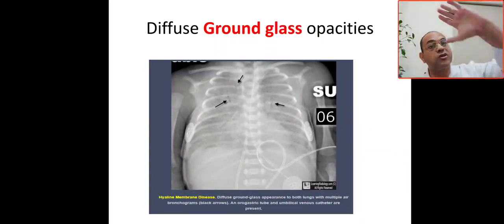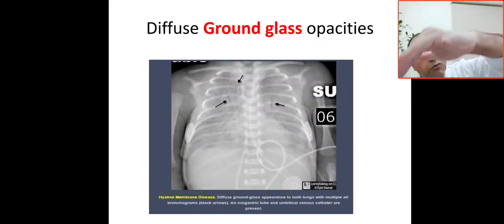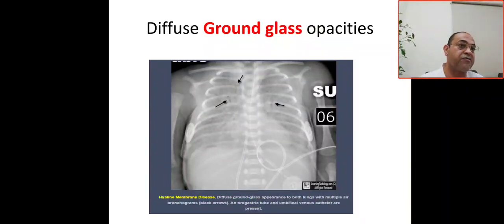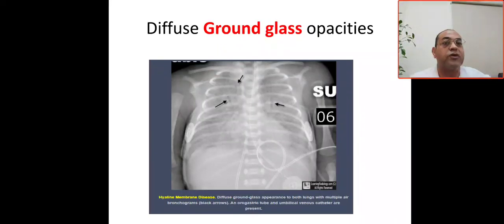The natural course of the disease: the RDS will be progressive, then it will come down after 48 hours, the diuretic phase, the regressive course will happen. But in pneumonia, it will be progressive. It will not improve immediately, actually.